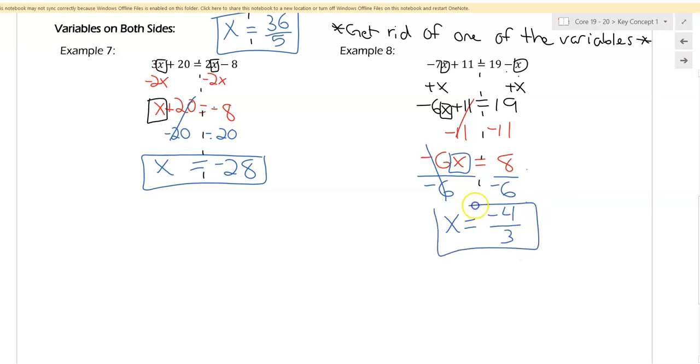And again, fractions are okay. Don't be too afraid of fractions. All right, that's it. Go ahead, work on your D1 activity.